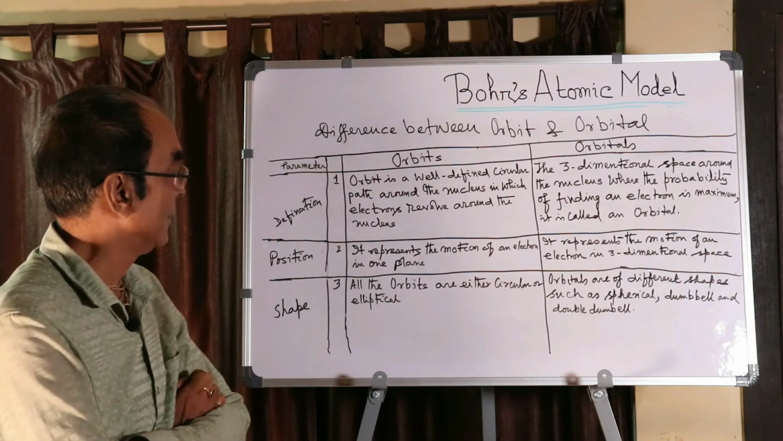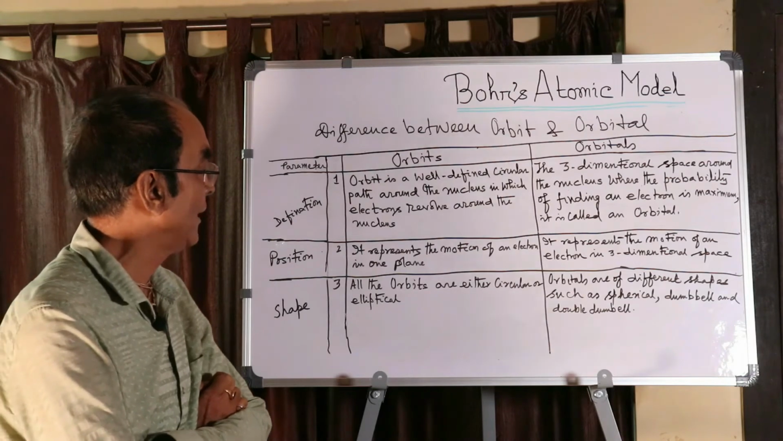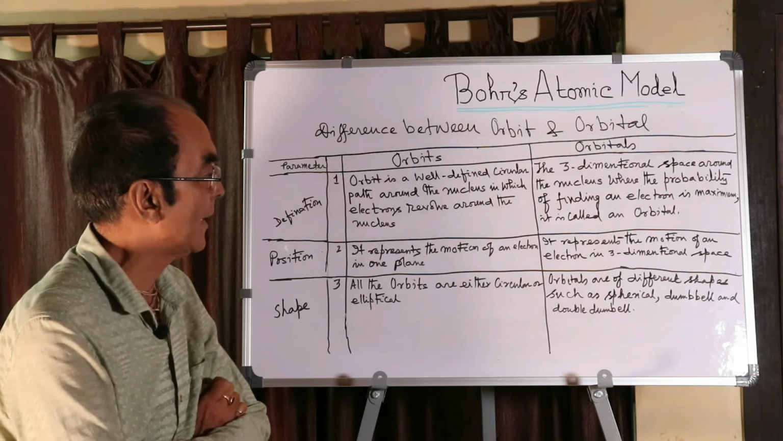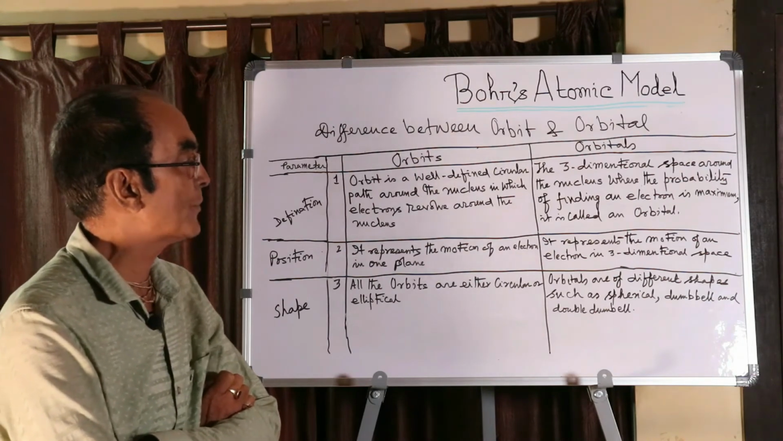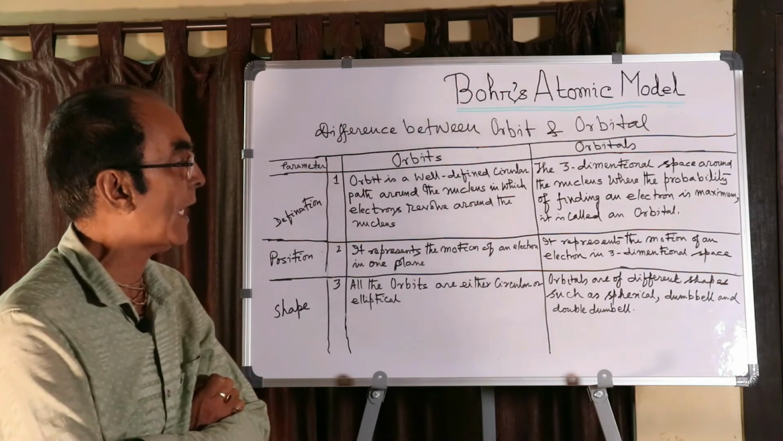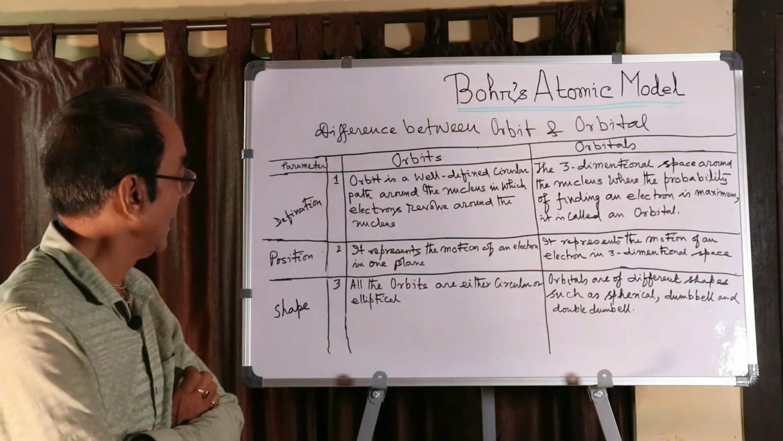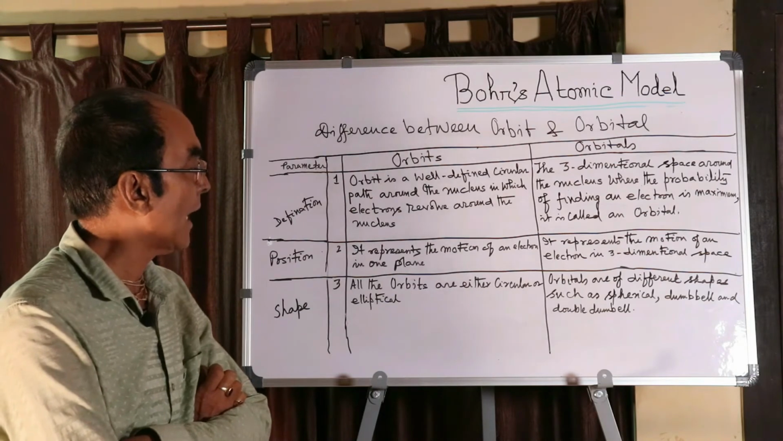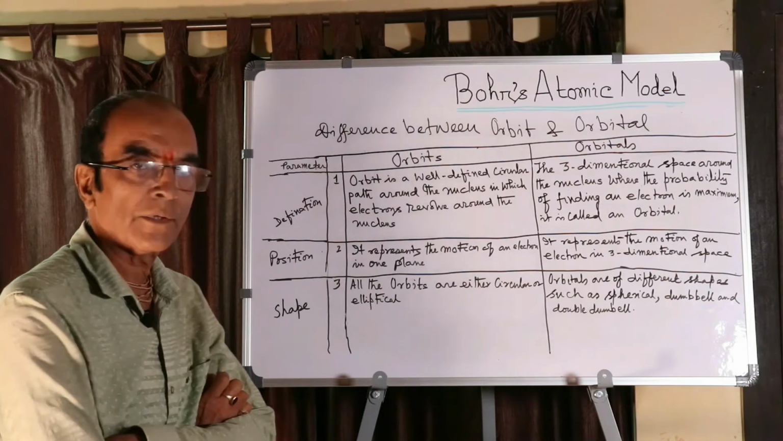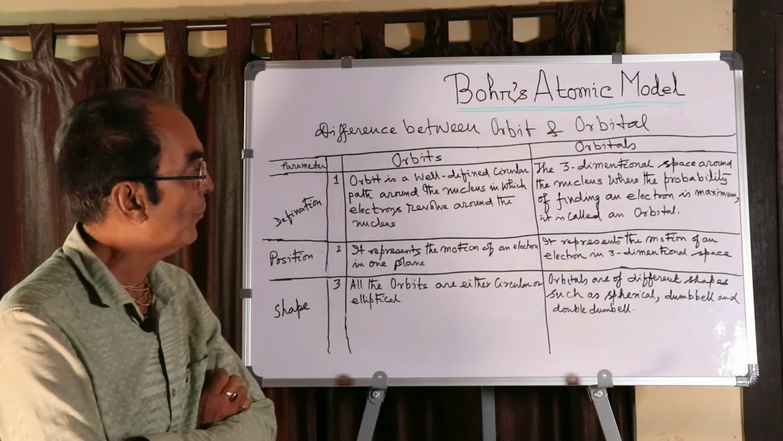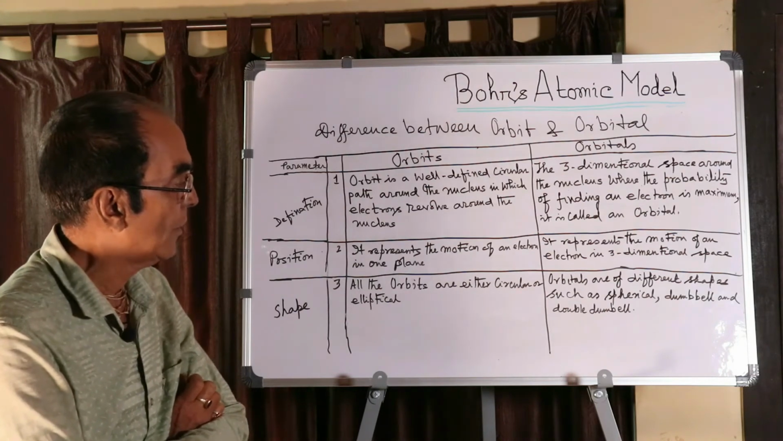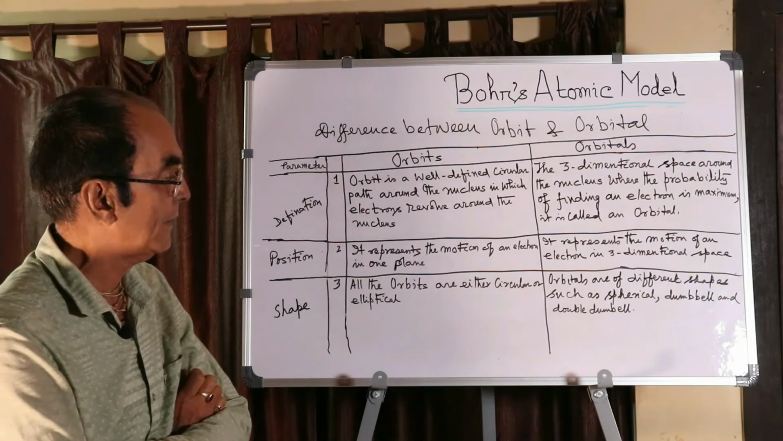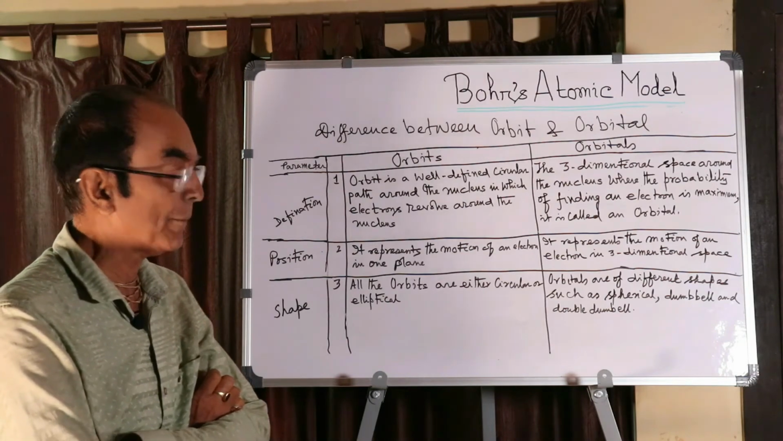Second is position. It represents the motion of an electron in one plane in case of an orbit, whereas in case of an orbital, it represents the motion of an electron in three-dimensional space. Third parameter is shape. All the orbits are either circular or elliptical, whereas orbitals are of different shapes such as spherical, dumbbell and double dumbbell.